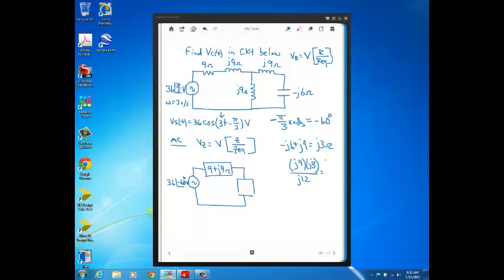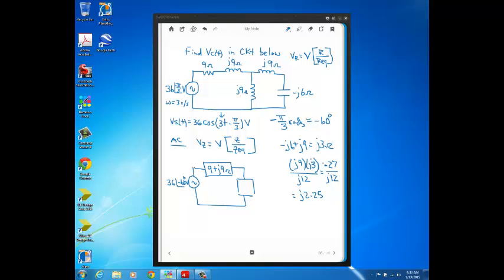Okay, so this is going to be minus 27, right, because j squared is minus 1, and then 9 times 3 is 27, so minus 27 over j12, which I can write as j 2.25. Alright, because 27 divided by 12, that's 2.25.